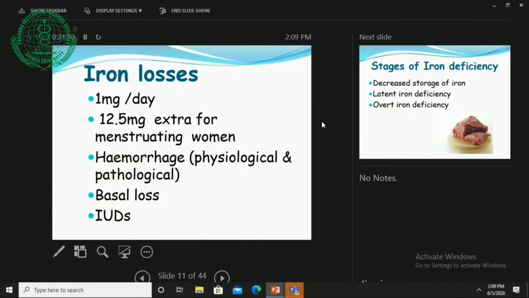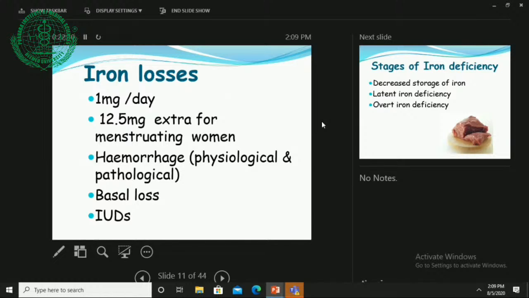Now we'll see how the iron is lost from the body, how much, and what are the causes for loss of iron from our body. Daily in males 1 milligram of iron is lost, while for females 2 milligrams is the daily loss of iron. This increased loss in females is because of menstruation. Menstruation is responsible for 12.5 milligrams of extra loss of iron.